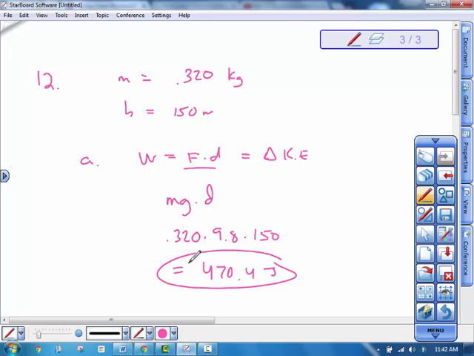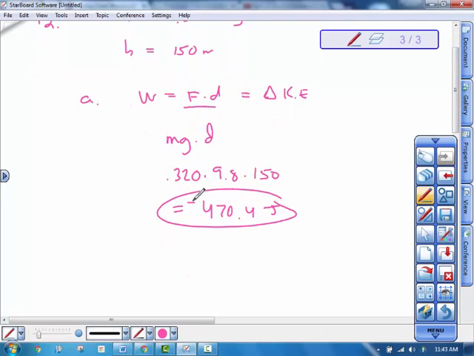And technically that's the work done by gravity on the arrow, so we'll call that negative, but I won't mark you wrong for that negative sign. That's just the work that gravity does to slow the arrow down.